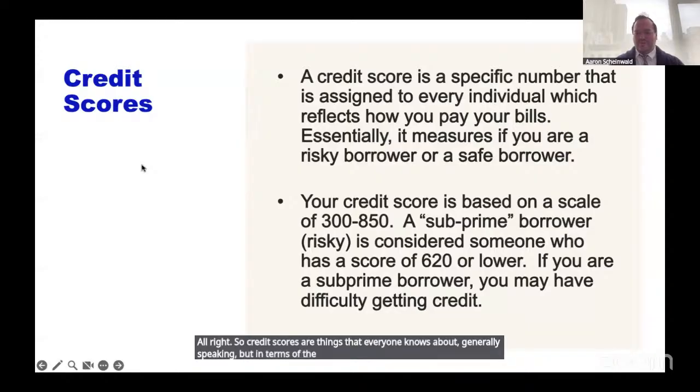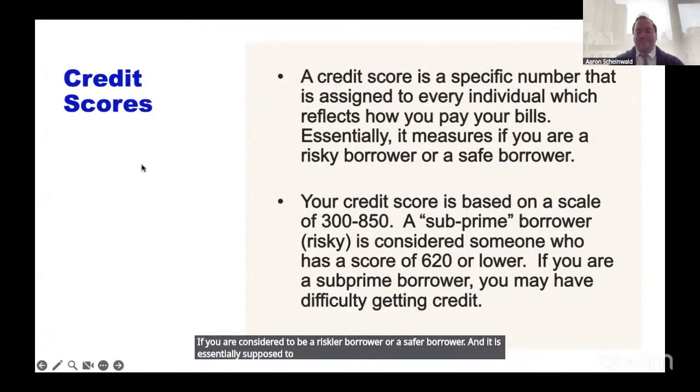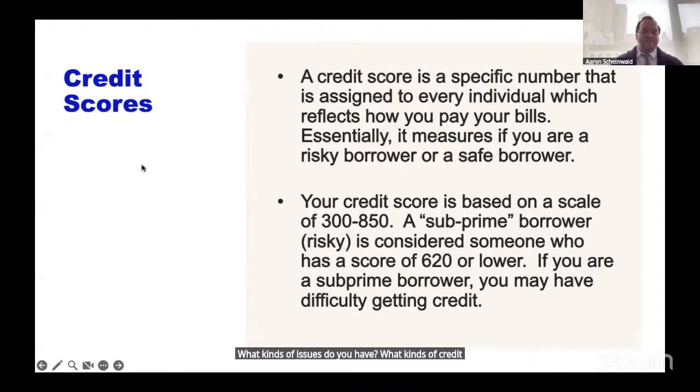All right, so credit scores are things that everyone knows about, generally speaking, but in terms of the basics, a credit score is just a number that measures, relative to a specific credit product or individual who's accessing credit information, if you are considered to be a riskier borrower or a safer borrower. And it is essentially supposed to be a measure, although imperfect, of how you pay your bills. Do you pay your bills on time? Do you pay them regularly? Do you have issues? What kinds of issues do you have? What kinds of credit issues do those issues relate to? So on and so forth.